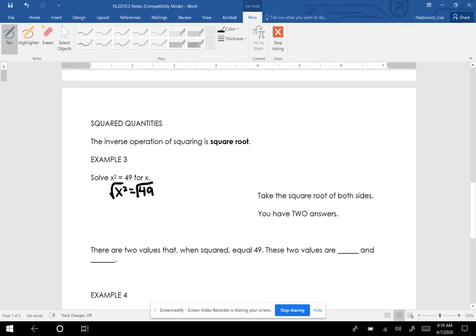Now, it's important to understand that the square root of x squared equals the absolute value of x. And this is because you can have two possible answers, right? For 49, 7 times 7 equals 49, but what also equals 49? Negative 7 times negative 7, right? So there's two possible answers, a positive and a negative. That's why the square root of x squared equals the absolute value of x.